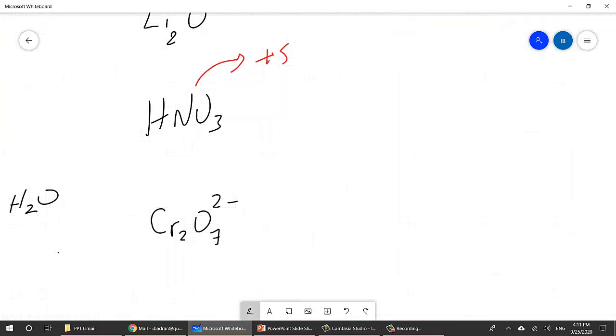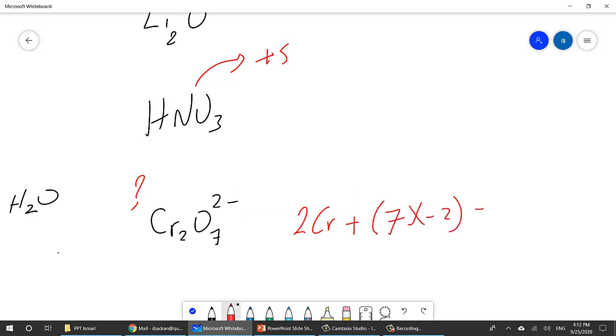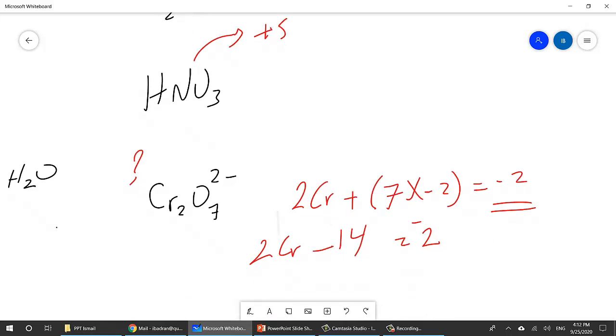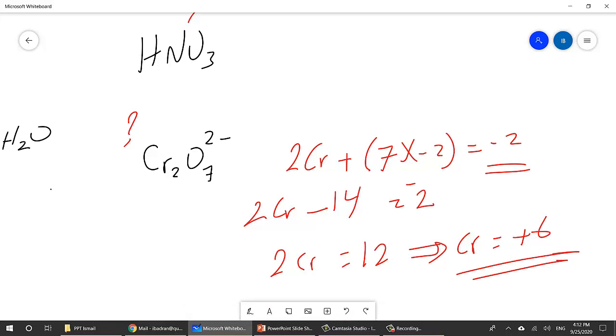For the case of the dichromate, I know that oxygen is minus 2, chromium is unknown. The total charge on the ion is minus 2. So this minus 2 is the charge on the total ion, and therefore I can say that 2Cr plus the oxygens, which is 7 times minus 2, is equal to minus 2. So this minus 2 is the original ion charge that was in the question. In this case, we say 2Cr minus 14 is equal to minus 2, and therefore 2Cr is equal to 12, and that will give you Cr is equal to plus 6. So you see here, chromium is making an oxidation number of plus 6, which is okay for a transition element.